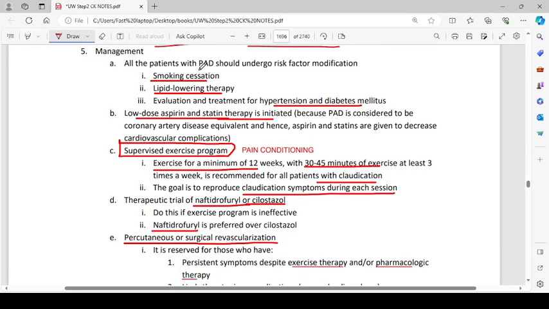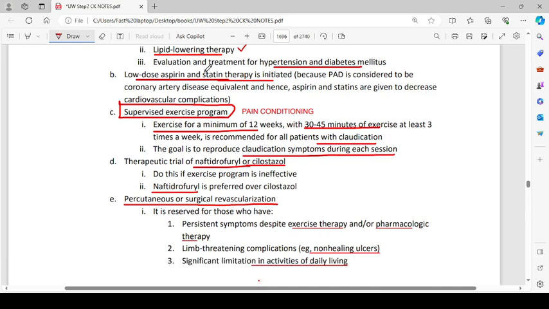Management. All the patients with peripheral artery disease should undergo risk factor modification like smoking cessation, lipid lowering therapy, evaluation and treatment for hypertension and diabetes mellitus. Low dose aspirin and statin therapy is initiated because peripheral artery disease is considered to be coronary artery disease equivalent, and hence aspirin and statins are given to decrease the cardiovascular complications.